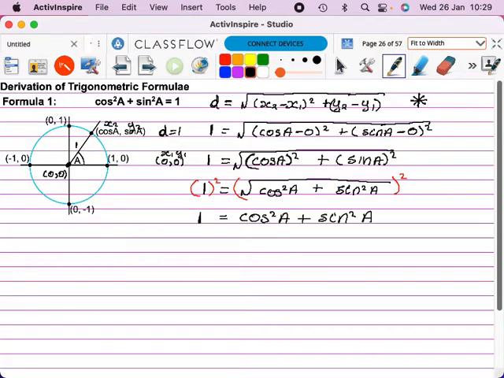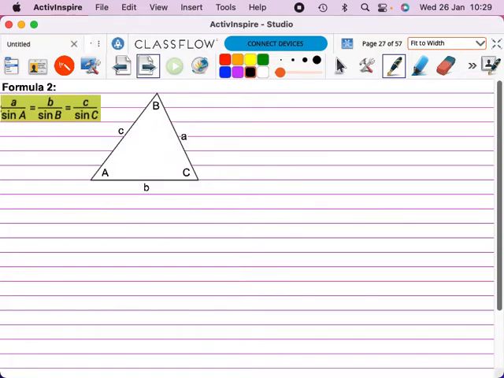Now we're going to go on to proving formula 2. And we're going to use a very simple process for this. We're going to use a formula which has already been pre-proved. And the formula we're going to use is the area of a triangle is equal to 1/2.